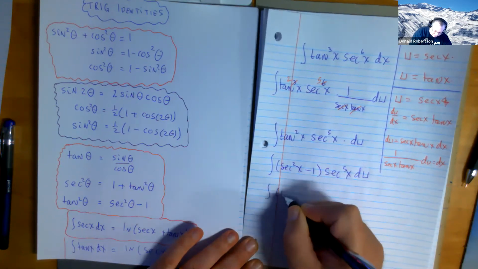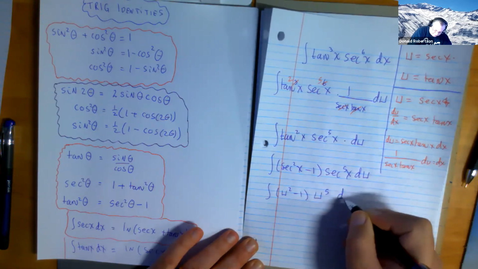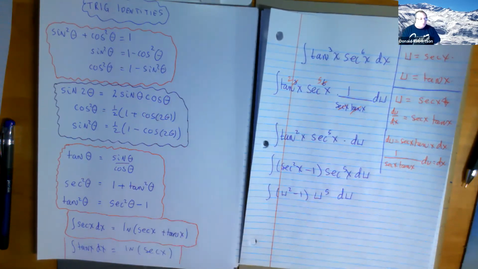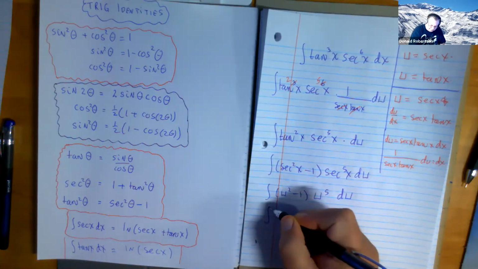Now everybody gets turned into u's, which is exactly what we need, right? Pretty close to being done. So what do we do next? Distribute.